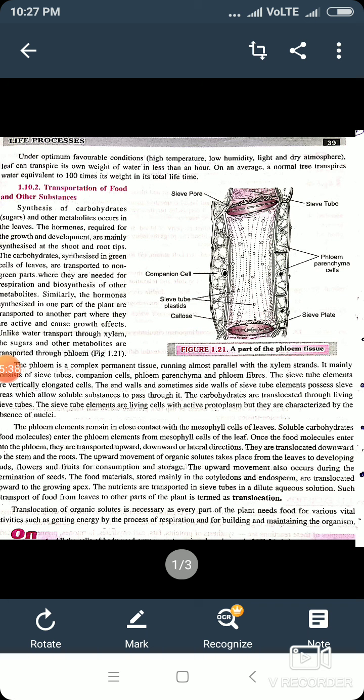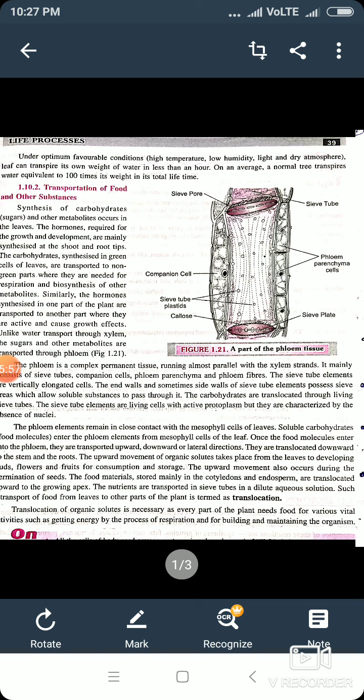And generally in the examination, it is asked what is translocation, a 1 mark question. So you can write that transport of food from leaves to other parts of the plant is known as translocation. Translocation of organic solute is necessary as every part of the plant needs food for various vital activities such as getting energy by the process of respiration and for building and maintaining the organism.